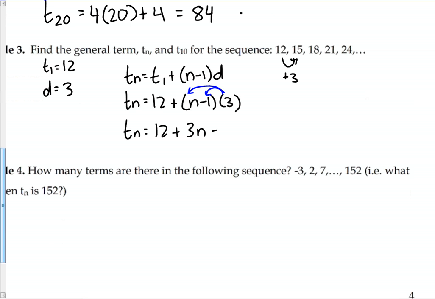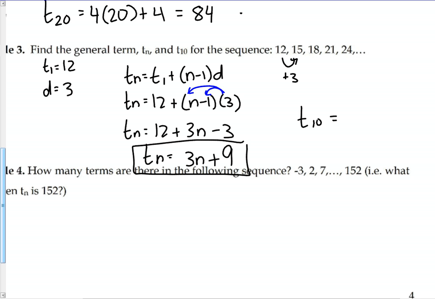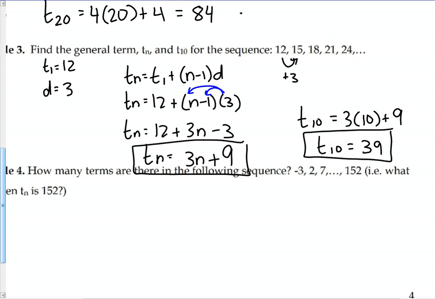3n minus 3. Collecting like terms, you should have had 3n plus 9. And so that's what you should have had for your formula. And what was the 10th term? 3 times 10 plus 9 is 39. Good. We have one more example.